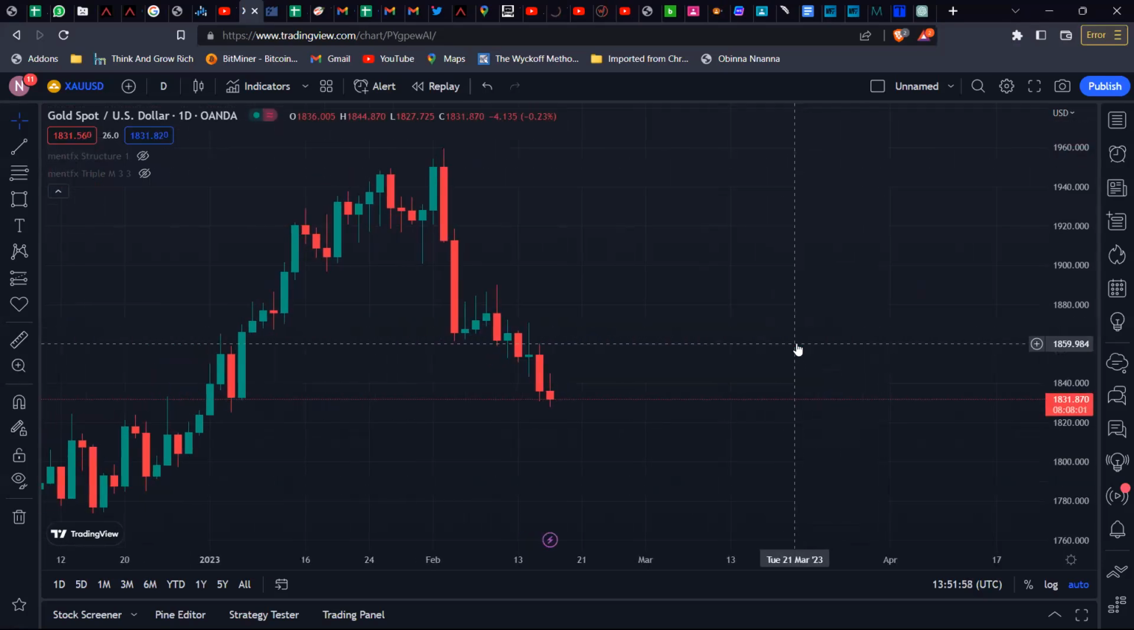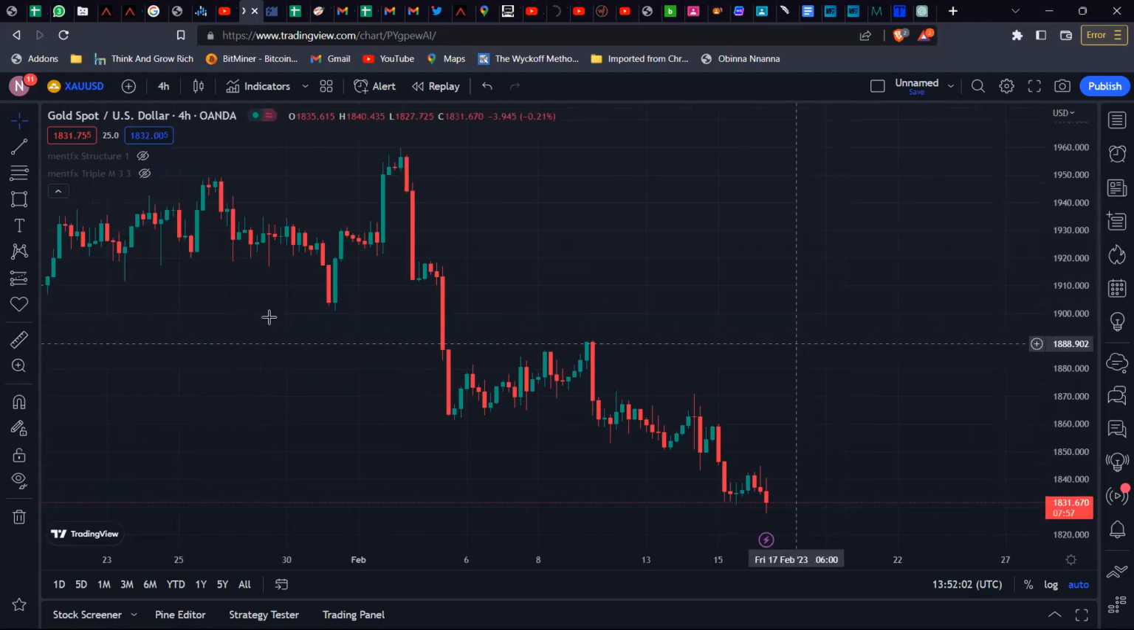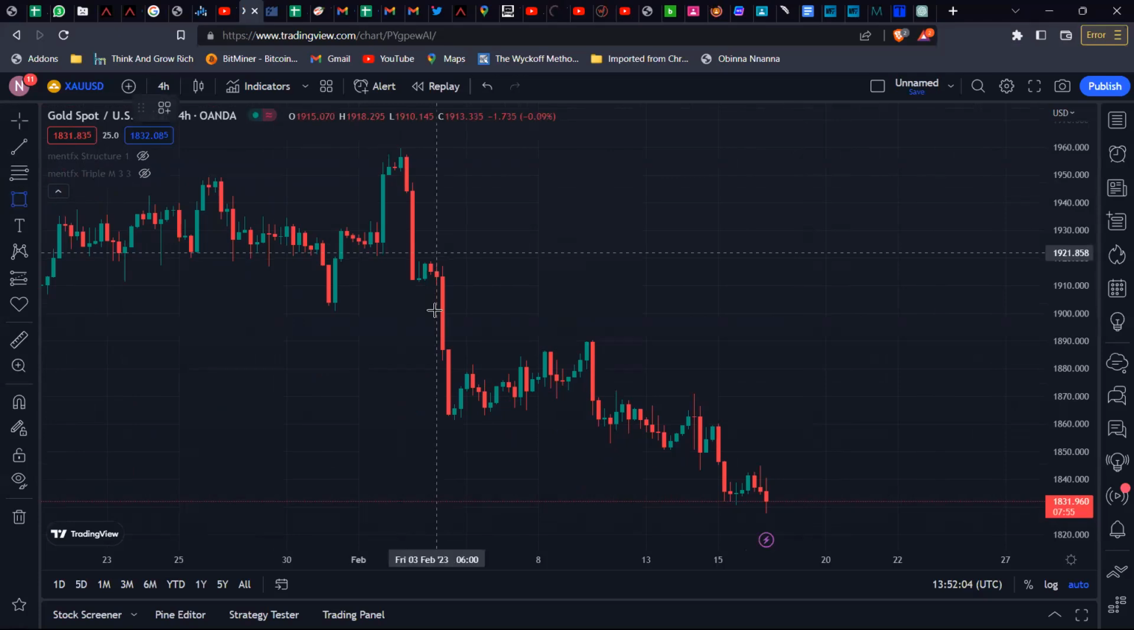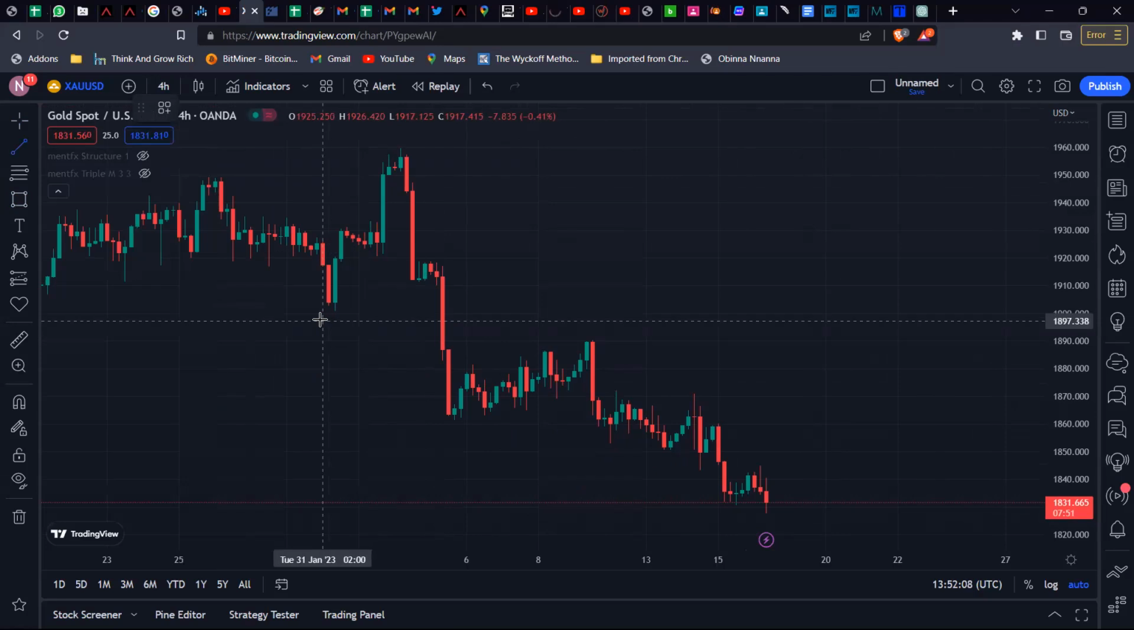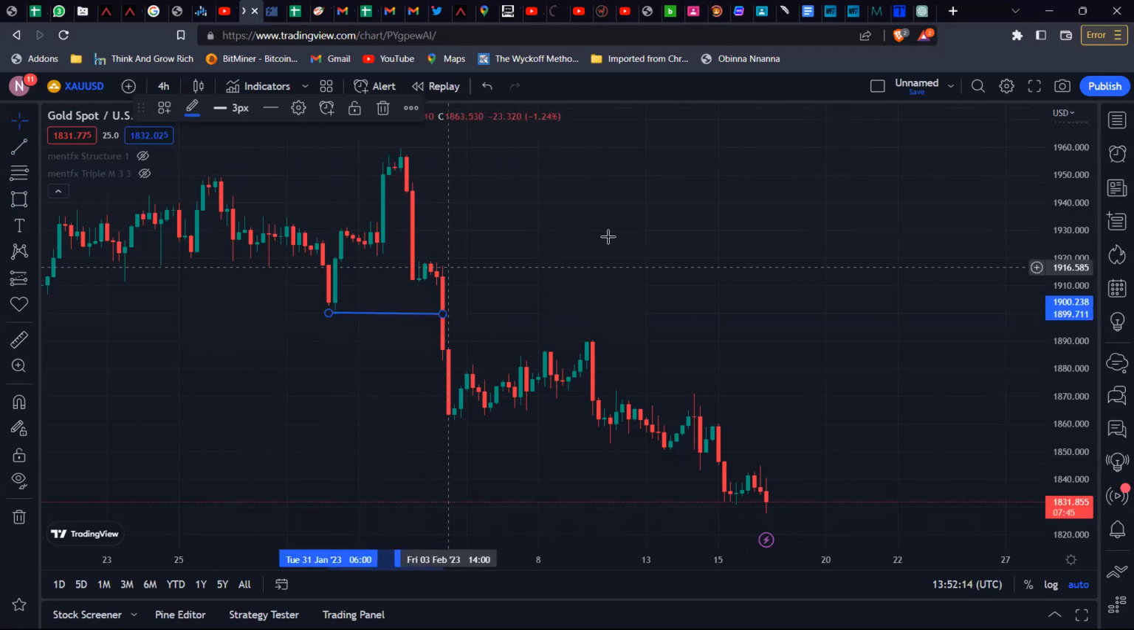Those of you who remember, it was on the 4 hour charts, right? It was on the 4 hour time frame here. And I made mention of the fact that price broke down from here. So we had this breakdown here, which is our break of structure.